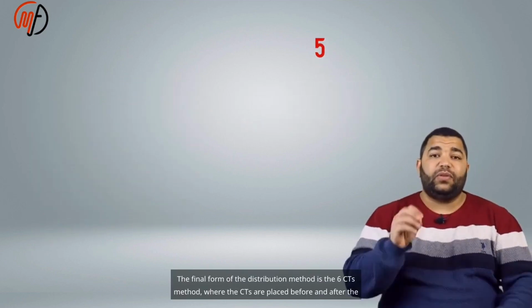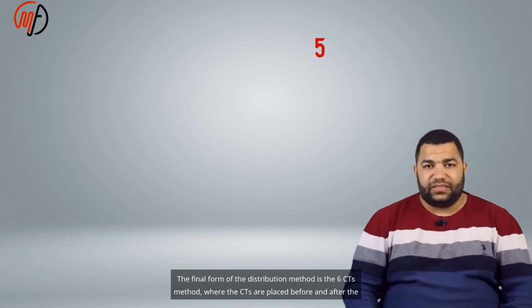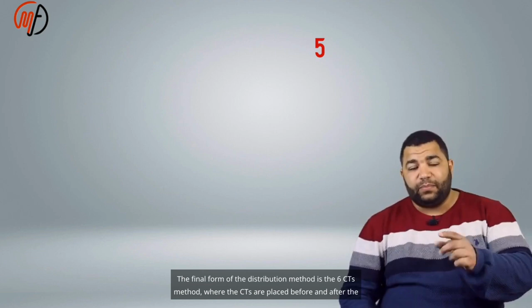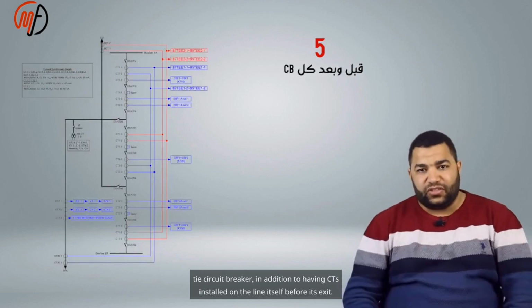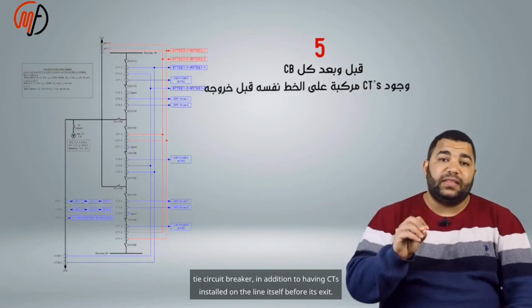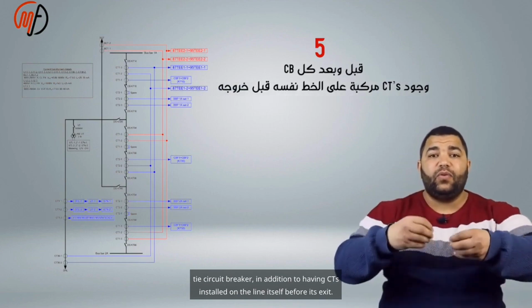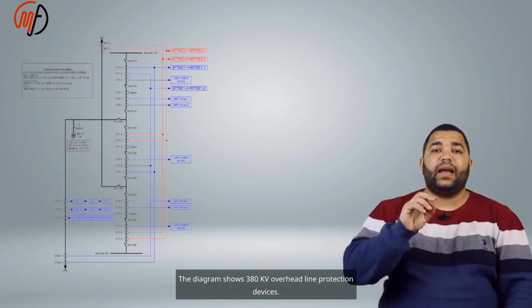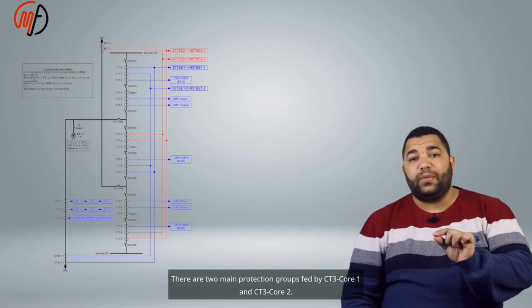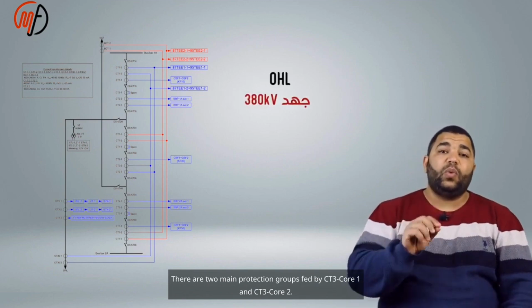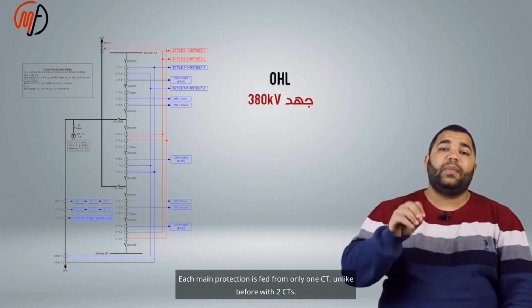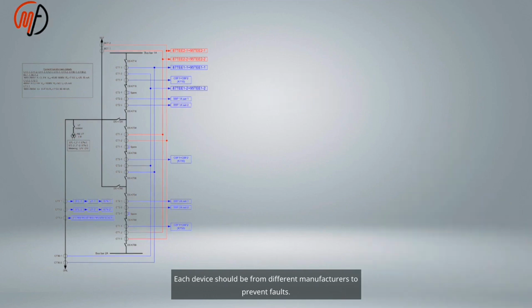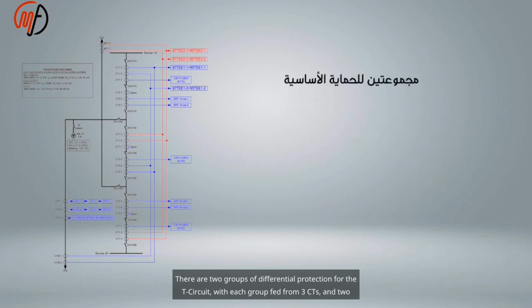The final form of the distribution method is the 6 CTs method, where the CTs are placed before and after the tie circuit breaker, in addition to having CTs installed on the line itself before its exit. The diagram shows 380 kV overhead line protection devices. There are 2 main protection groups fed by CT3 Core 1 and CT3 Core 2. Each main protection is fed from only 1 CT, unlike before with 2 CTs. Each device should be from different manufacturers to prevent faults.